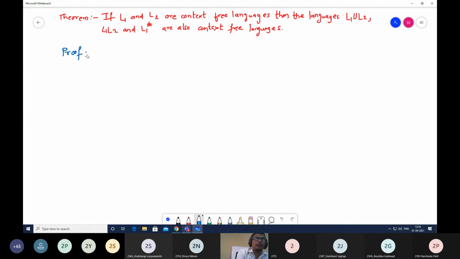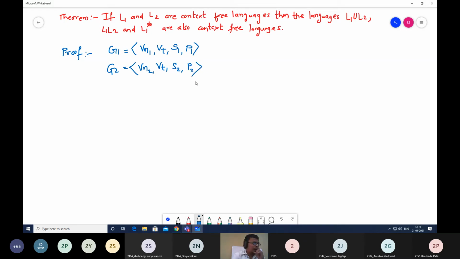So proof. Suppose we are assuming that there are two grammars, G1 and G2, for our corresponding languages L1 and L2. Now this G1 grammar is a 4 tuple: VN1, VT, S1 and P1, whereas my G2 grammar is VN2, VT, S2 and P2.